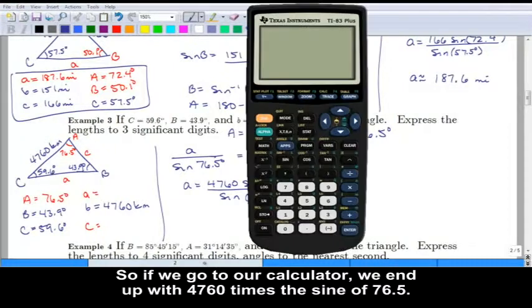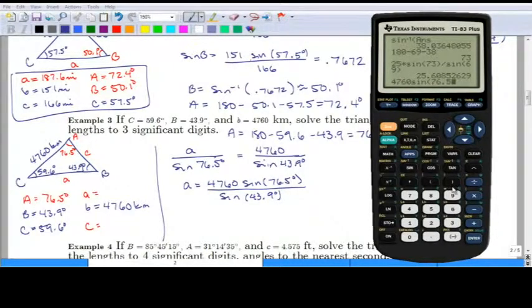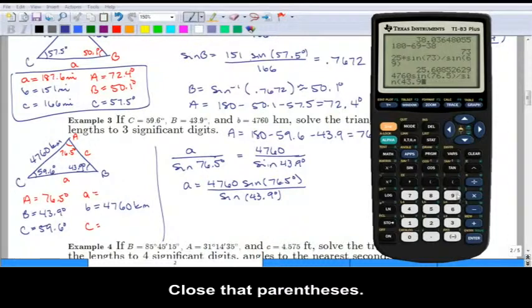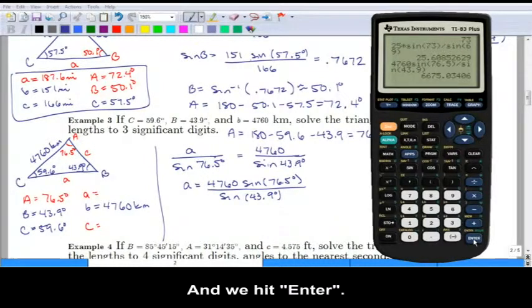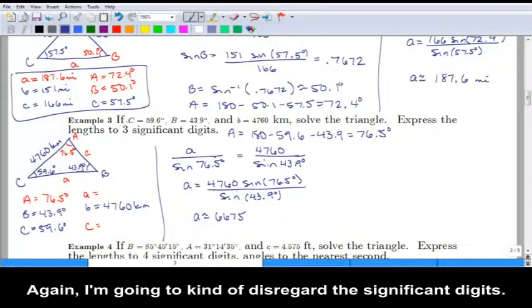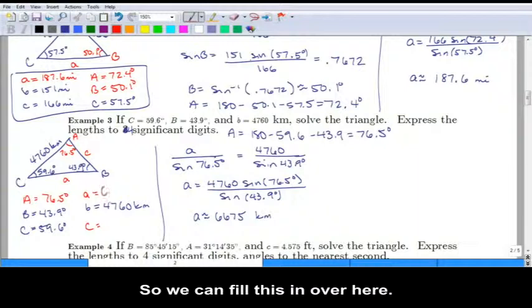So if we go to our calculator, we end up with 4760 times the sine of 76.5, close that parentheses, divided by the sine of 43.9, close that parentheses, and we hit enter. We end up with 6675. So A is approximately 6675. Again, I'm going to disregard these significant digits. I'm going to give it in 4 significant digits because that was the original information. And this is kilometers, so we can fill this in over here.